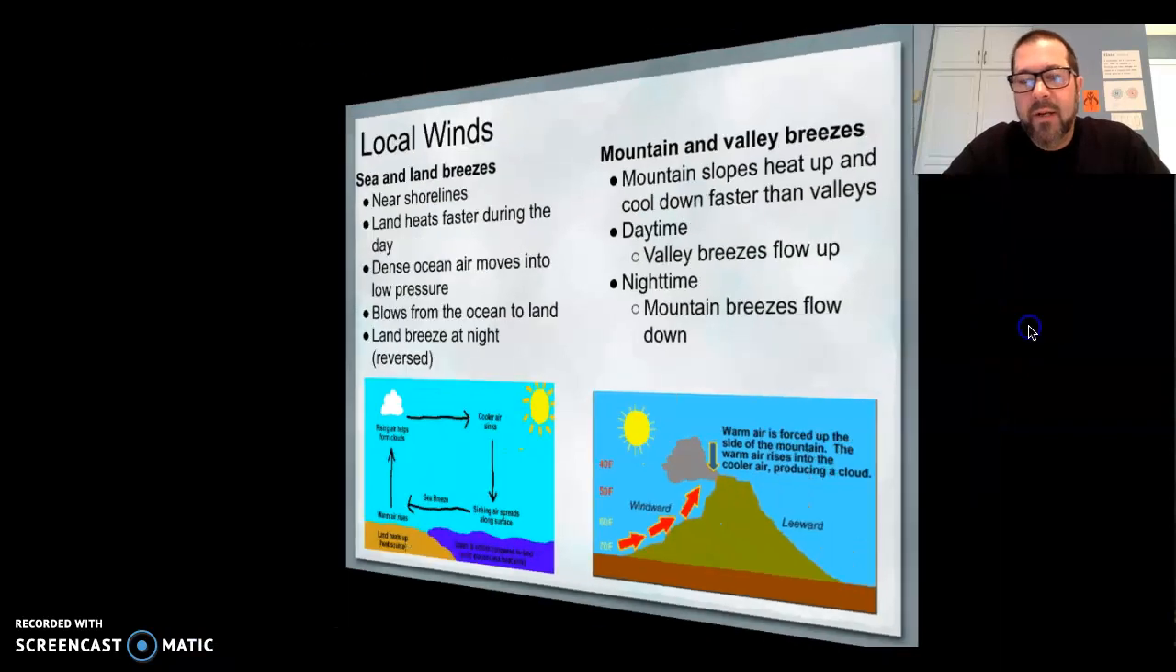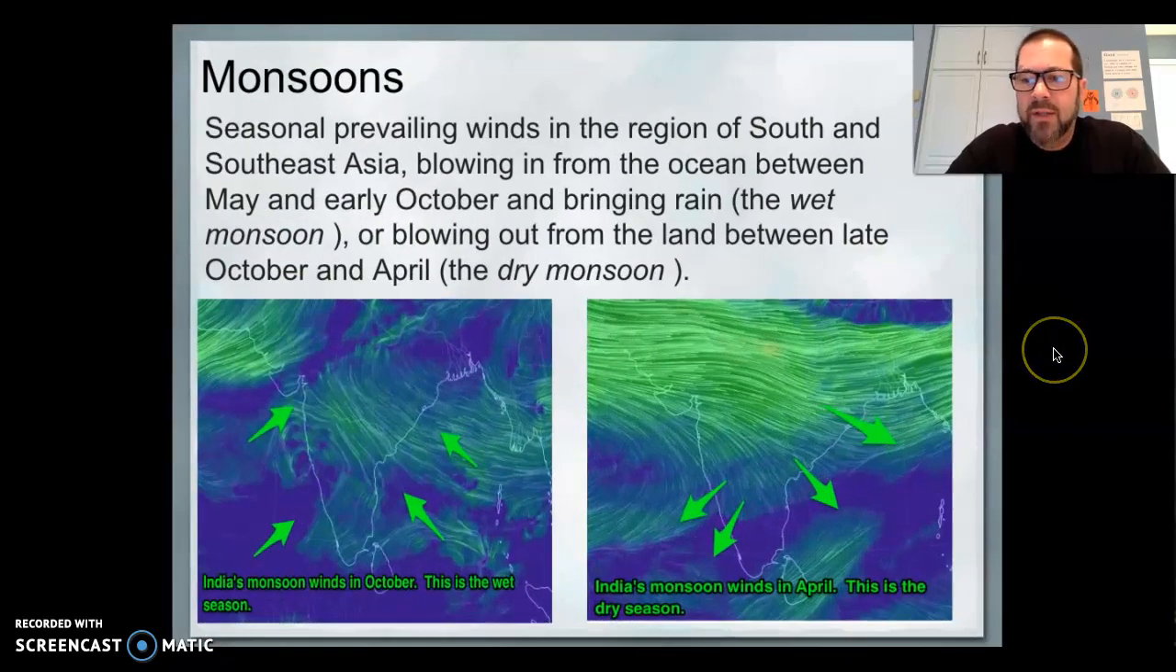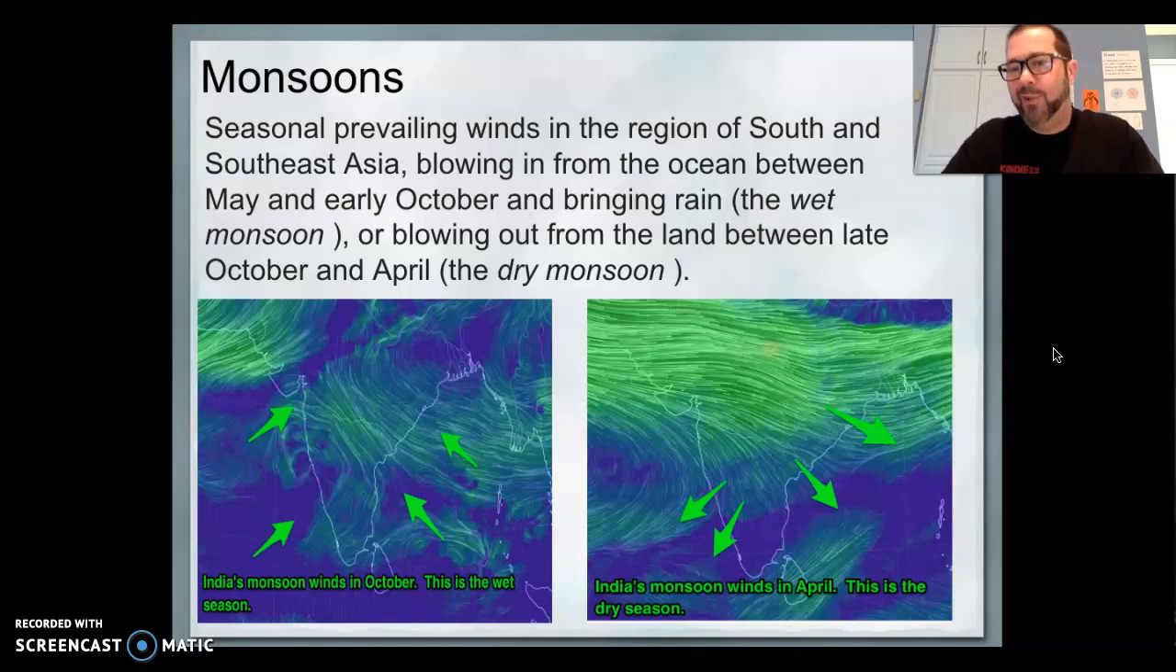The last thing that I want to discuss here are monsoons, because here in PA, when we say monsoon, we think of heavy rain. Oh, it's a monsoon out there. But that's really not what monsoons are. Monsoons are prevailing wind patterns, all right? And they're really important in South and Southeast Asia, countries like India, where billions of people rely on these seasonal wind patterns.